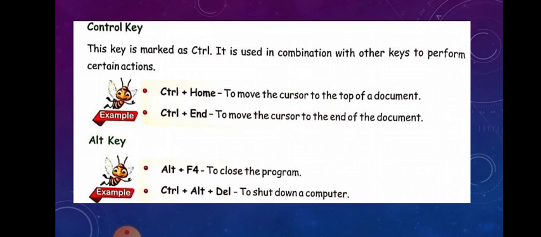Now, control key. The control key is known by its shortcut, Ctrl. It is used with another key to perform certain actions. Some of the shortcuts you must learn are Control plus Home, by which you can move the cursor to the top of your document. Control plus End is used to move the cursor to the end of the document. When Alt plus F4 is pressed together, you can close a program, and if you press Control plus Alt along with the Delete key, you can even shut down the computer.